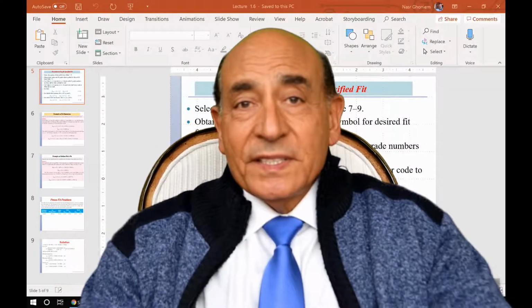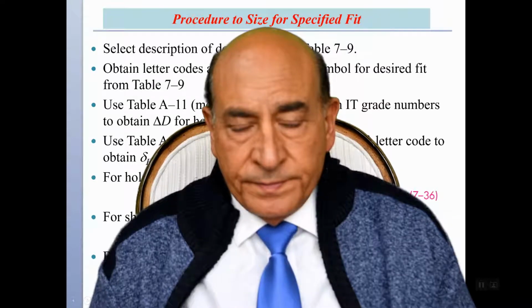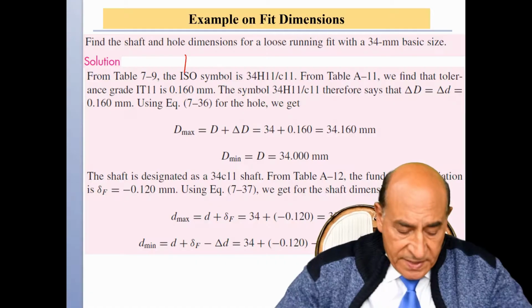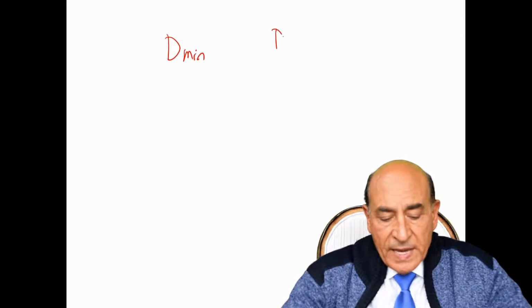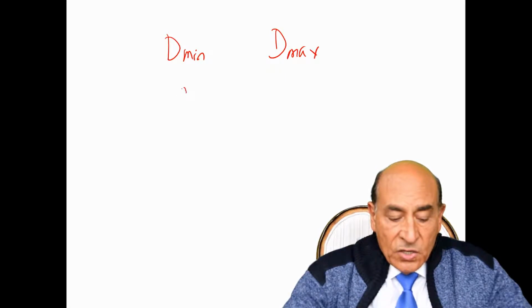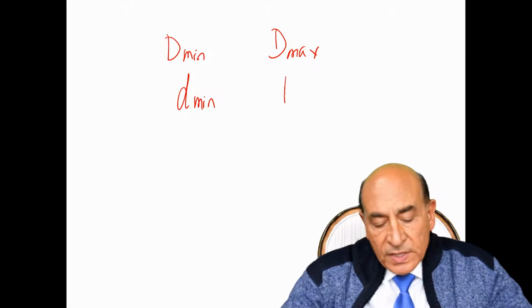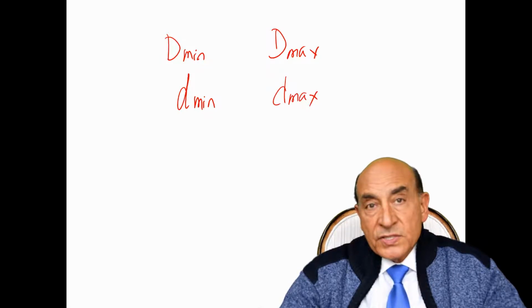So now let's consider the procedure to do some computations for both loose fit and press fit, taking a couple of examples to show the procedure. The first thing we want to do is determine the dimensions. So the dimensions are basically 4 different numbers that we would consider. We would have to calculate D min and D max, capital D max. And for the shaft, we would have to calculate lowercase d min and lowercase d max. And that depends on whether we have an interference or a clearance.